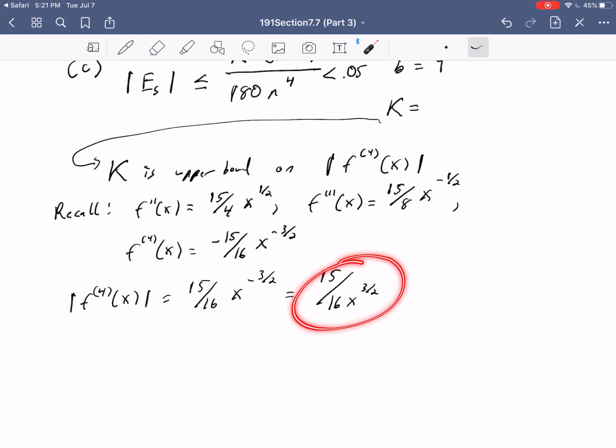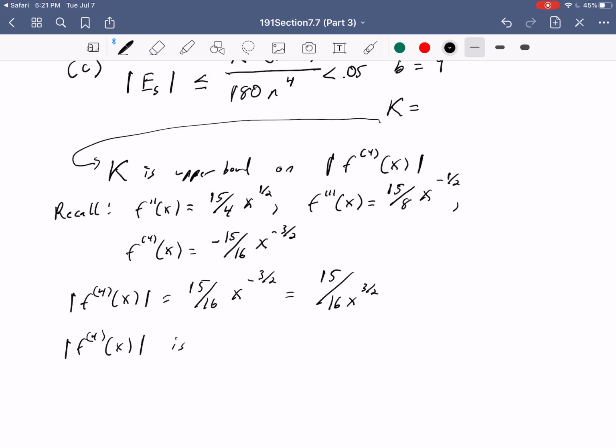Now what's interesting about this is that this is a strictly decreasing function, unlike the second derivative, which was strictly increasing. Here, the larger x is, the smaller this gets. So this time, this fourth derivative here is strictly decreasing. So what we want to do to make sure that this is as large as possible is choose the small end of our interval. So we're going to choose x equals 4.